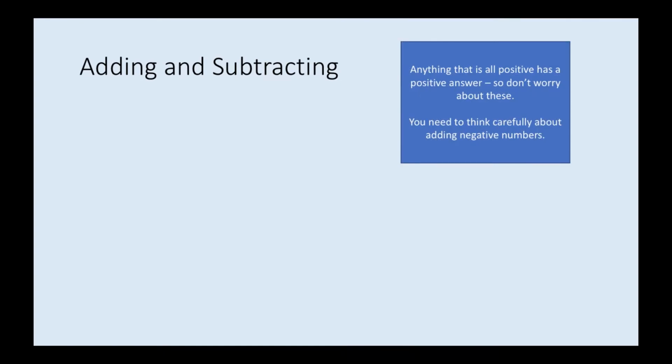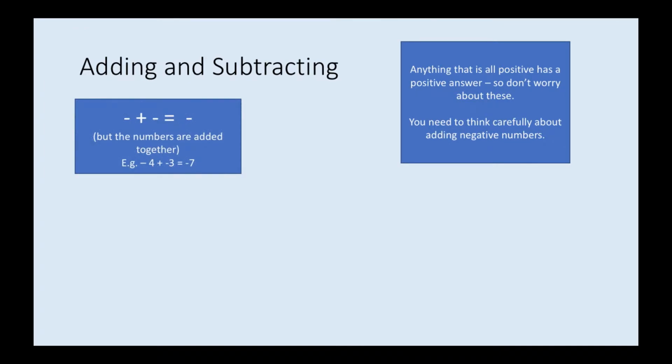Now, anything that is all positive has a positive answer, so you don't really need to worry about that. For example, 4 add 4. We know 4 add 4 is 8. We don't have to worry about whether it's positive or negative because both numbers are positive. You just need to think carefully about adding negative numbers. Now, there are some rules that you can learn, but the more that you do it, the better you'll understand them. So let's have a look at this example.